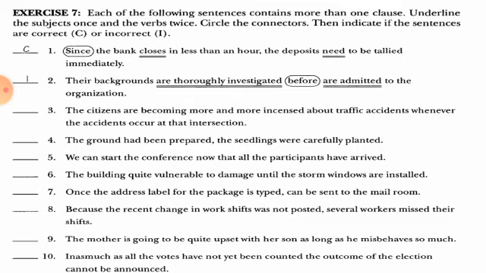Question number 10. Inasmuch as all the votes have not yet been counted, the outcome of the election can't be announced. This sentence is incorrect because we have no comma between the two clauses, because we start with the connector, which is inasmuch as. A comma must be inserted in the middle of this sentence. Because there is no comma, this renders the sentence incorrect.